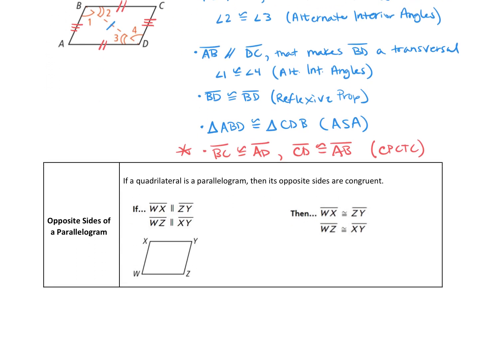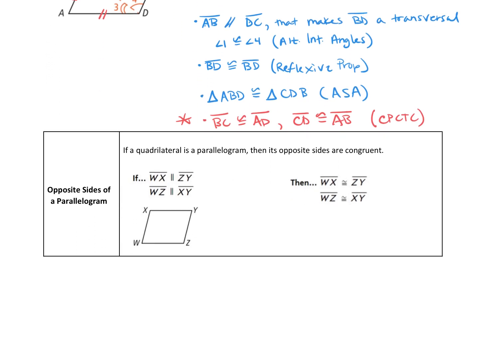So that leads us to our theorem about opposite sides of a parallelogram. If a quadrilateral is a parallelogram, then its opposite sides are congruent. So if you have a quadrilateral where opposite sides are parallel, that makes it a parallelogram. Then that means that your opposite sides will be congruent.